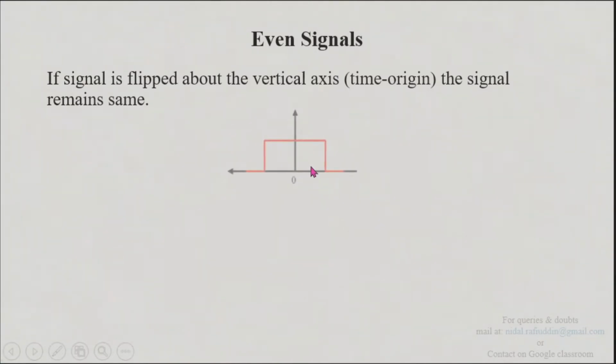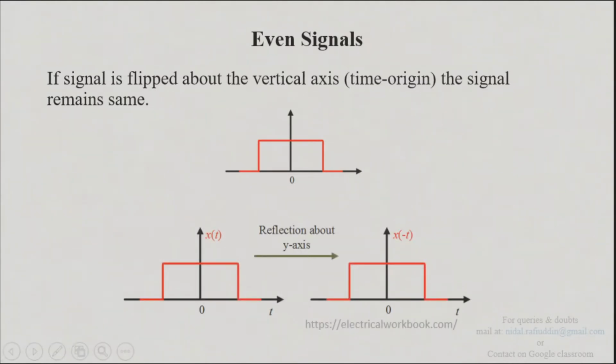So for example, here's a small animation that shows that if the signal is flipped about the vertical axis, no matter how many times, the signal will be the same. So this is a way to identify whether the signal is even or not. In short, if you reflect the signal about the y-axis, the amplitude axis, then you are going to get the same signal in case the signal is even.